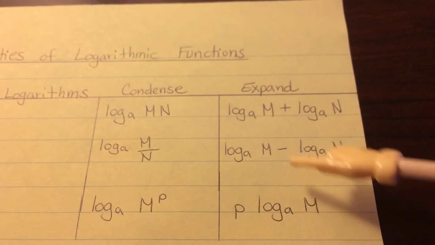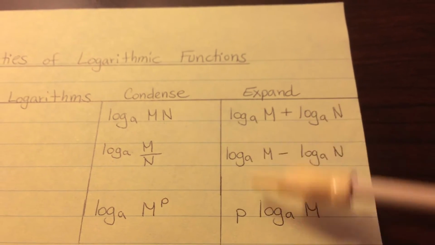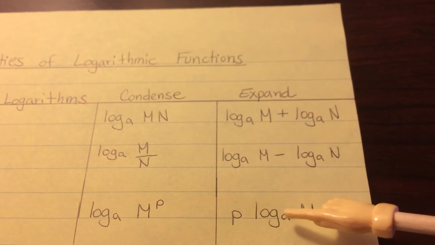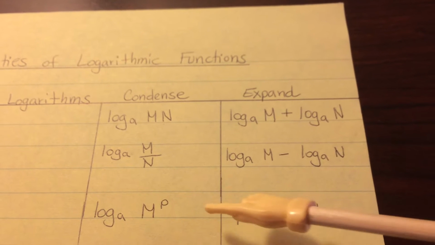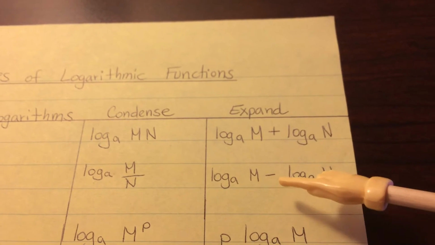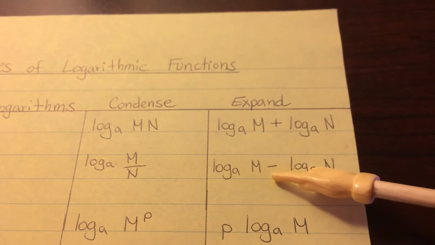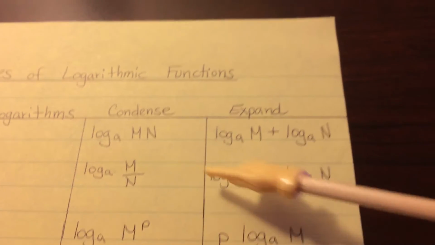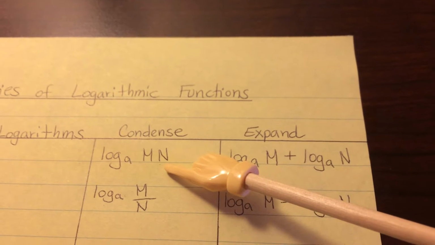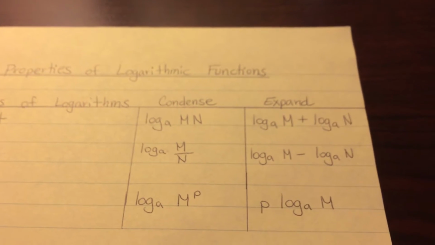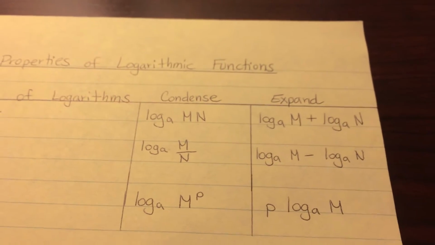Condensing it, going in this direction, is this part right here. You just want to make it smaller. To make it smaller, you would pull the p back in and make it look like this. You would go from a minus and turn it into a division sign, and for a plus, you would turn it into a multiplication sign. Those are the three main properties for this section.